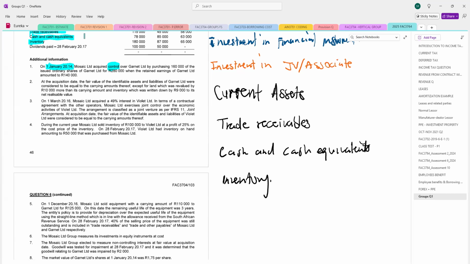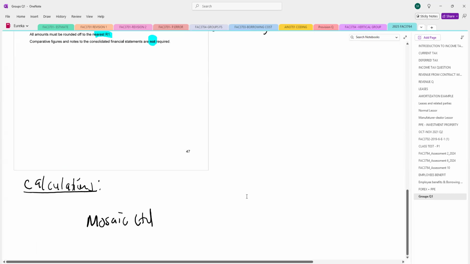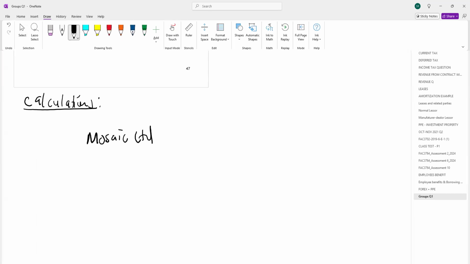Okay. So Mosaic Limited acquired control over Garnet Limited by purchasing 160,000 of its issued ordinary shares for an amount of 280,000 when the retained earnings of Garnet Limited was 140. So I'm going to pause there. First of all, what happened? We have purchased control, all right? Obtaining control makes us a parent and makes them the subsidiary. So in other words, Garnet Limited is a subsidiary. So I'm going to link my group like this, starting with Garnet Limited.